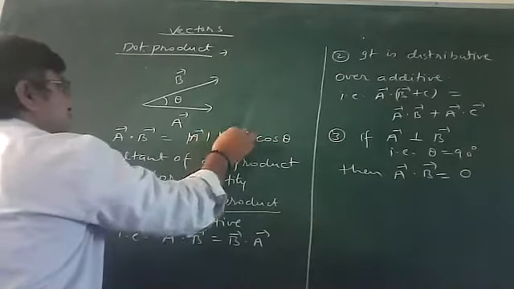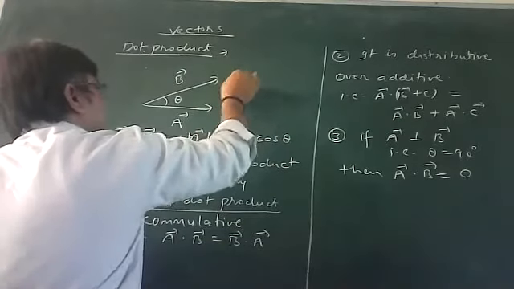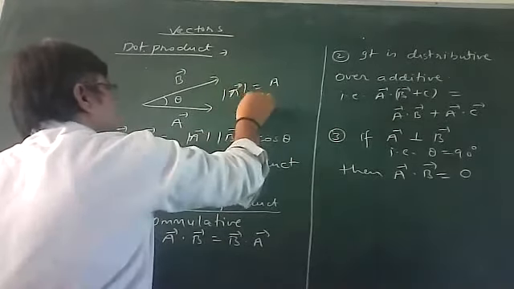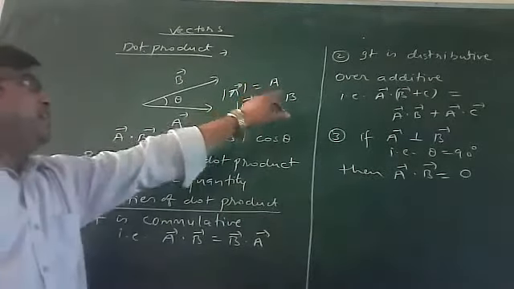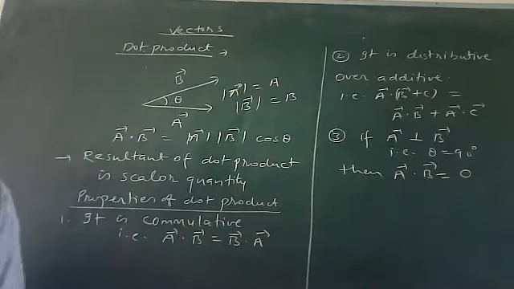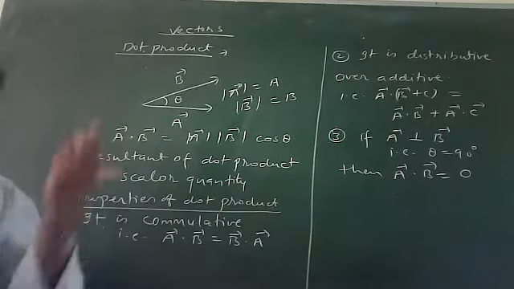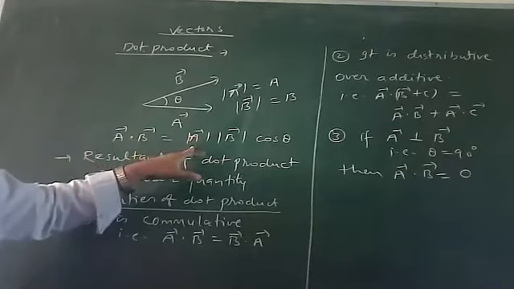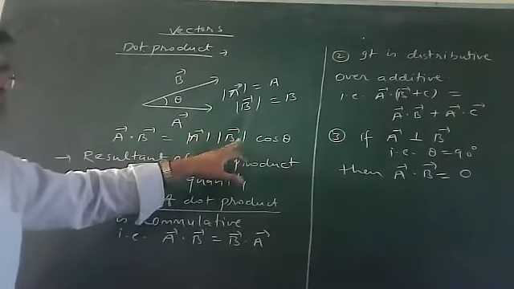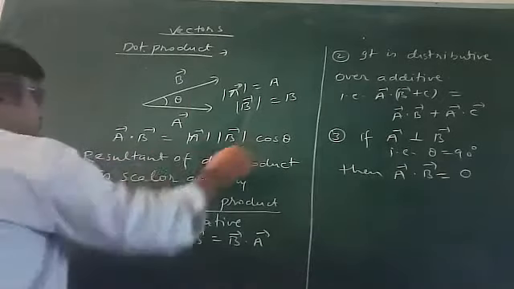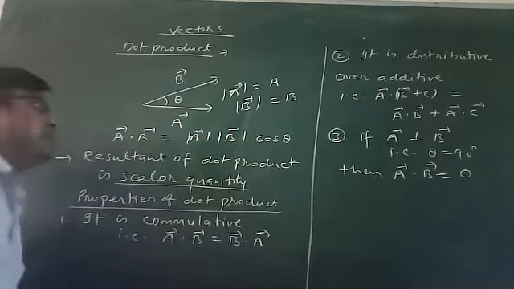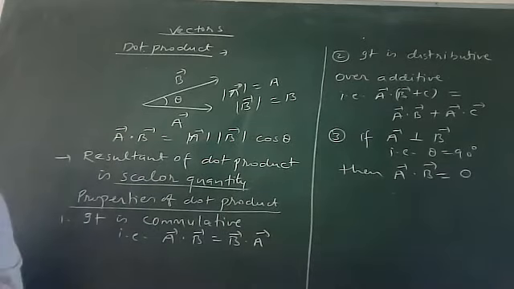This modulus of A can be written in this manner, and this factor can also be represented in this manner. It represents the magnitude of a vector quantity. So what is the dot product? A dot B is the product of modulus of vector A and modulus of vector B and cosine of the angle between them. Make sure the resultant of dot product is a scalar quantity.